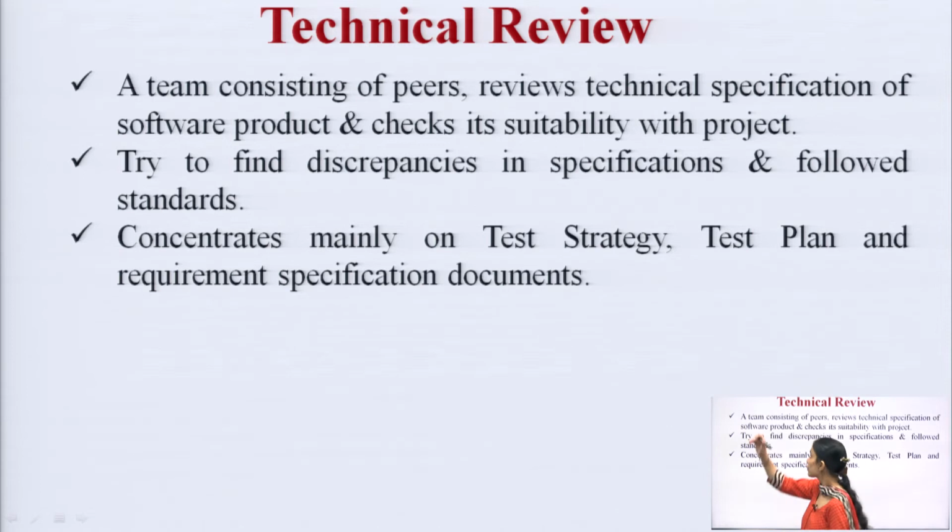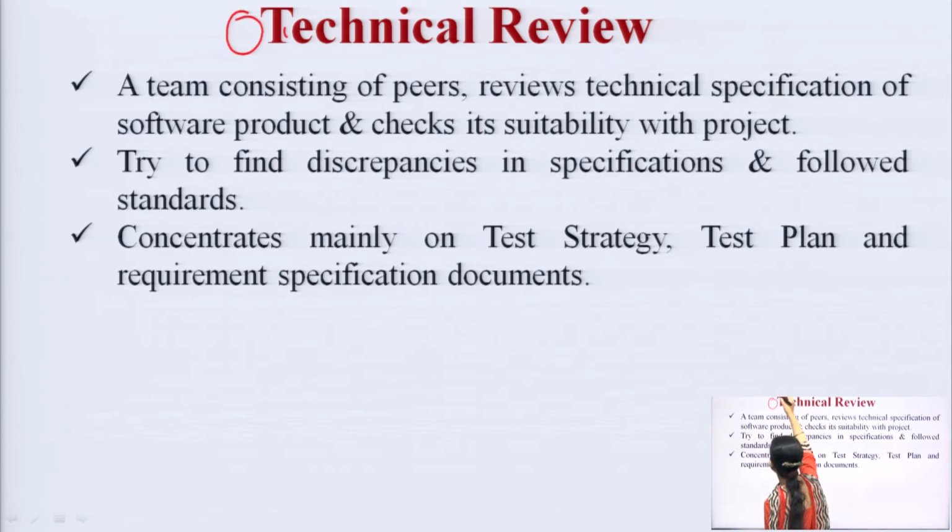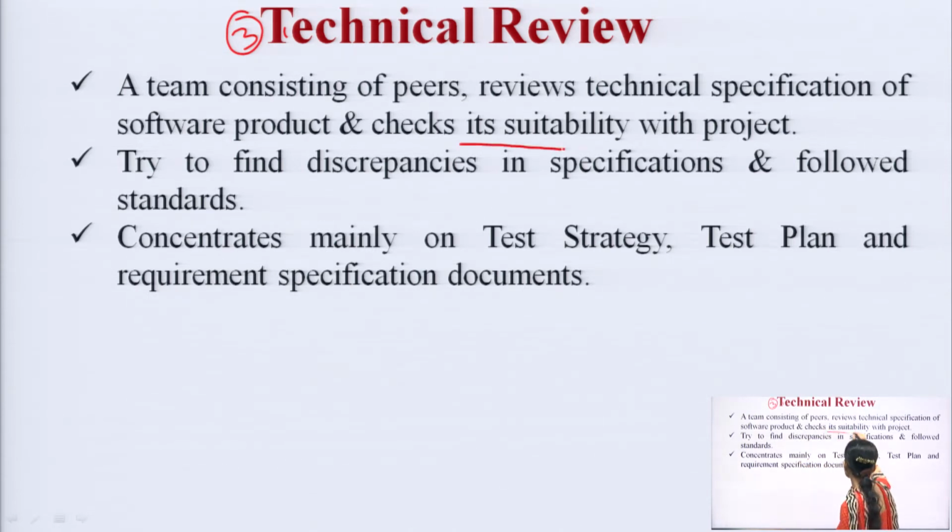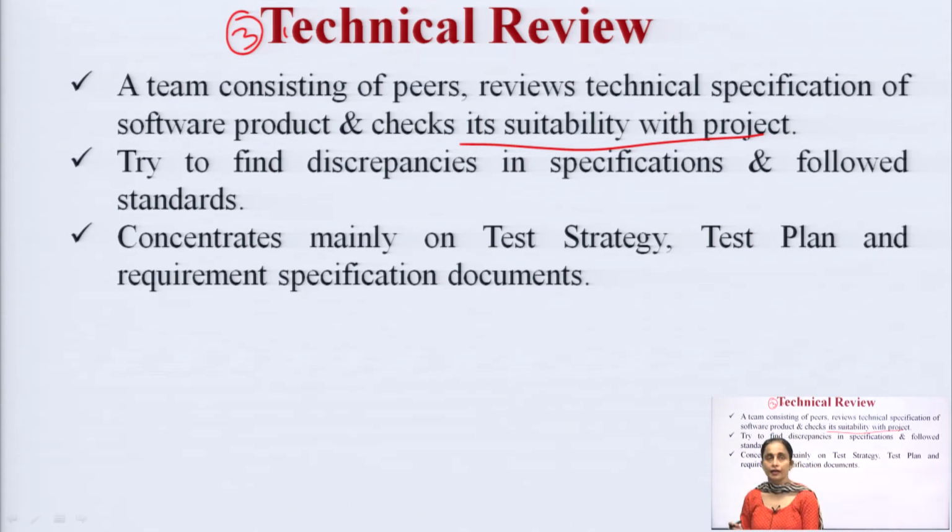Then the third process is the technical review. In this technical review, a team consisting of peers reviews the technical specification of the software product and checks its suitability with the project. If it does not fit, then they give a recommendation that it fails to have the technical specification, meaning the technical specifications of the project do not meet the requirements, and they should be changed.